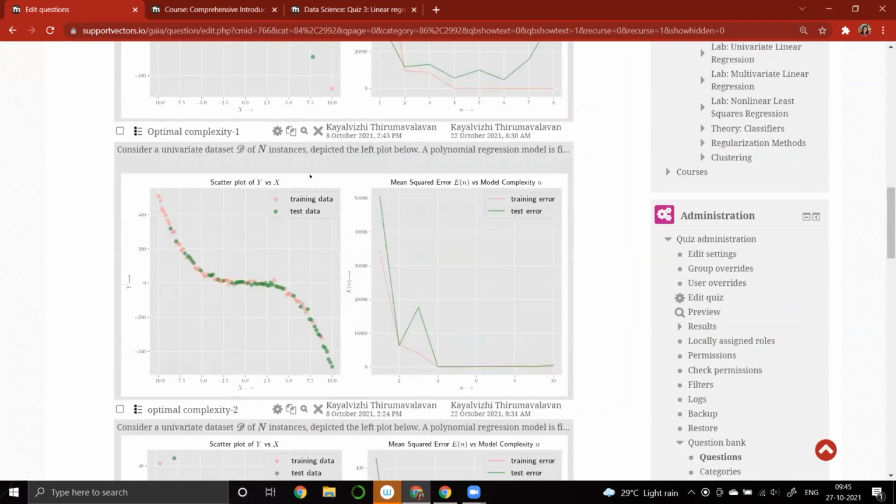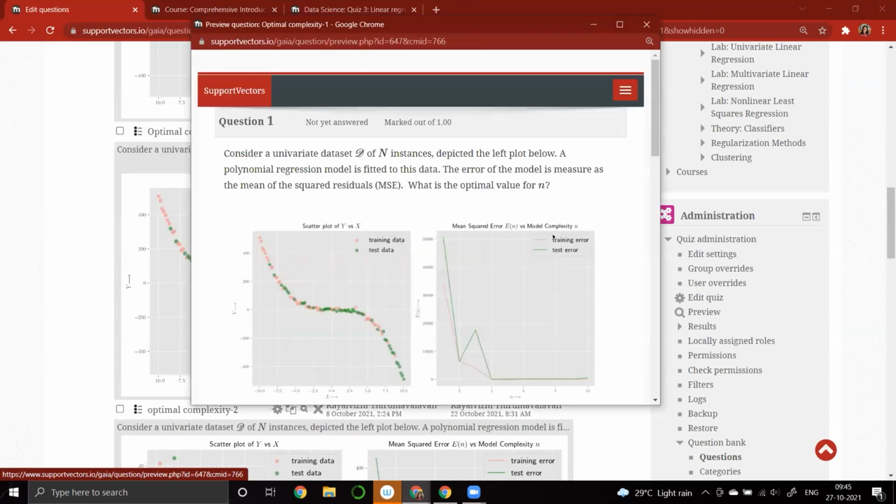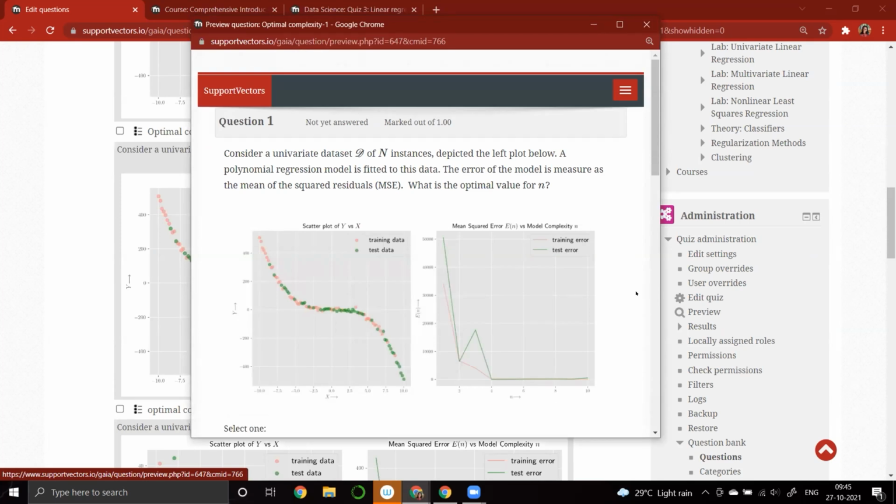Okay, just one more. This one. A data set D of n instances, depicting the left plot below. A polynomial regression model is fitted to this data. The error of the model is measured as the mean. What is the optimal value of n?